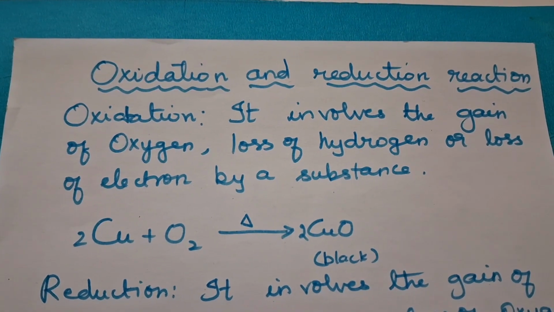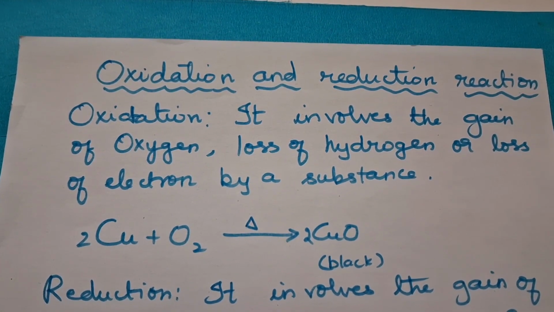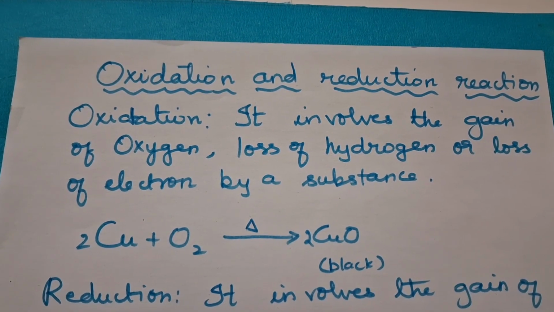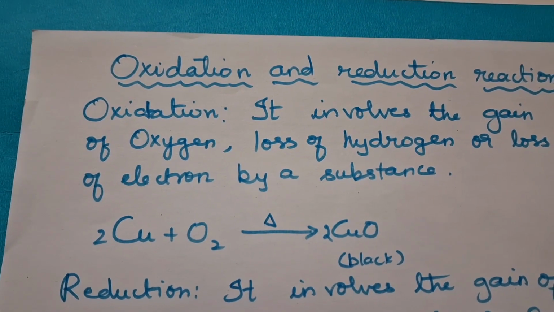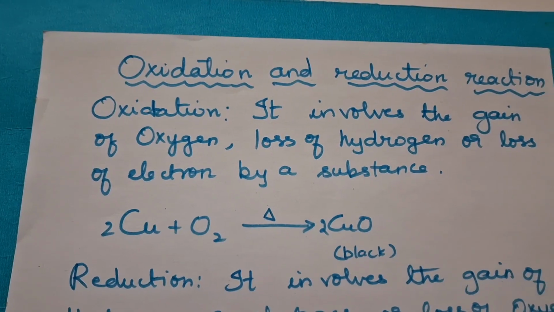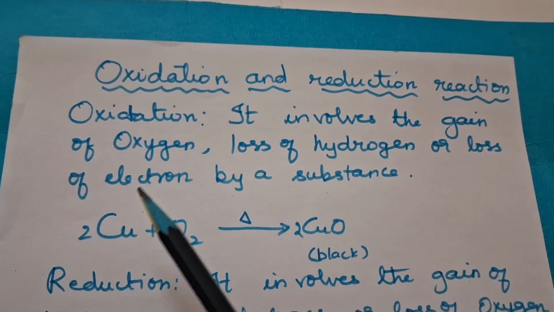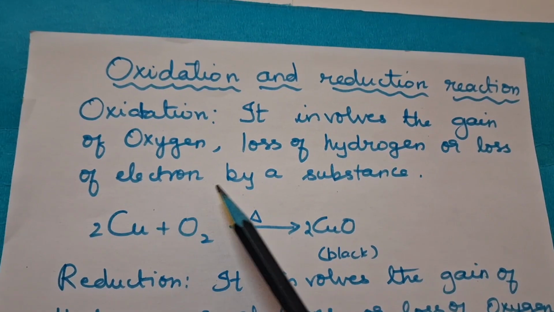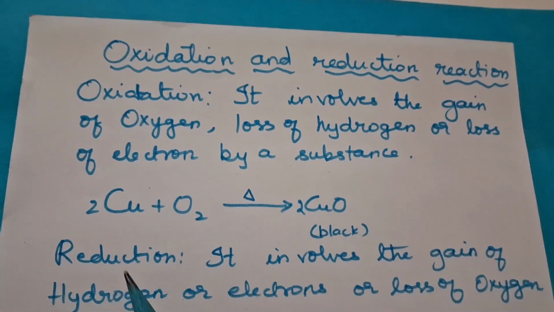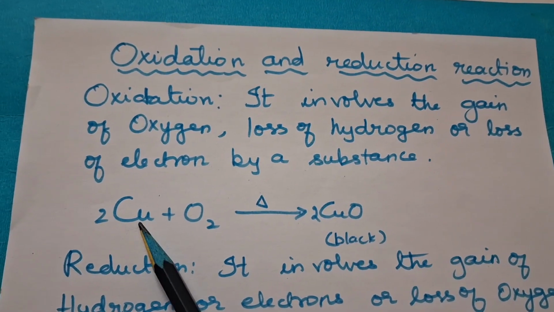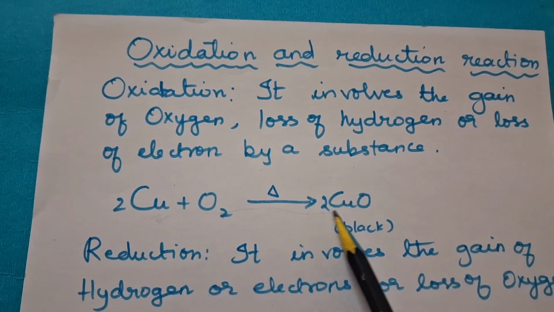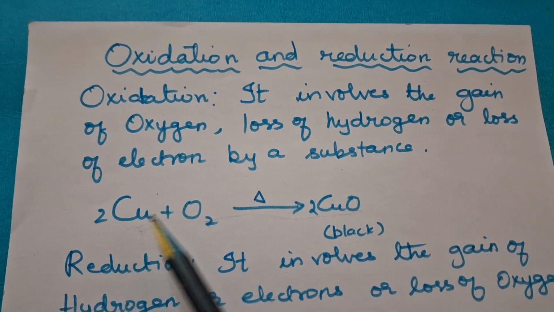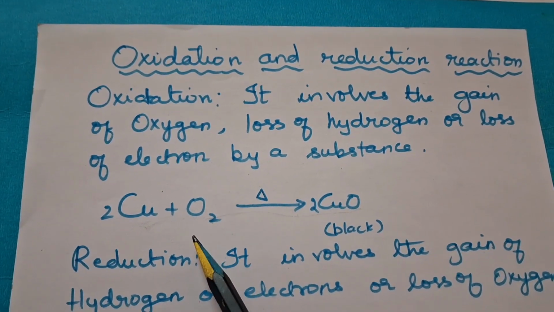Today's video is about chapter 1, chemical reactions and equations. In that we'll be seeing about oxidation and reduction reactions. The first one is oxidation. It involves the gain of oxygen and loss of hydrogen or loss of electrons by a substance. On heating copper with oxygen, it changes to copper oxide. Here the copper gains oxygen, so it is an oxidation reaction.